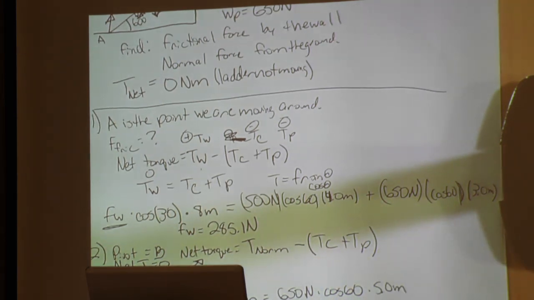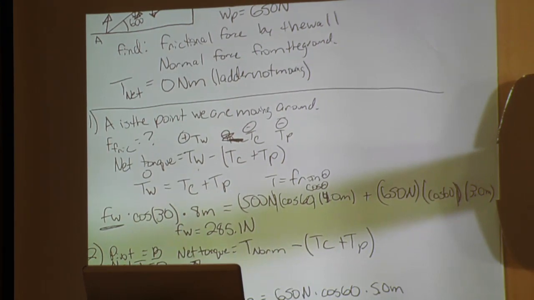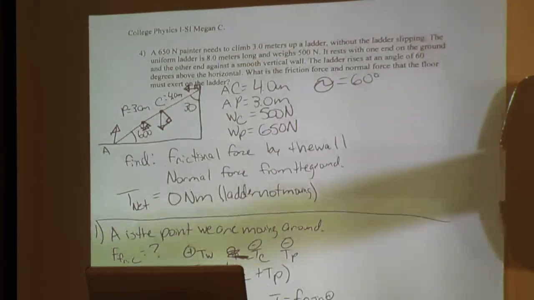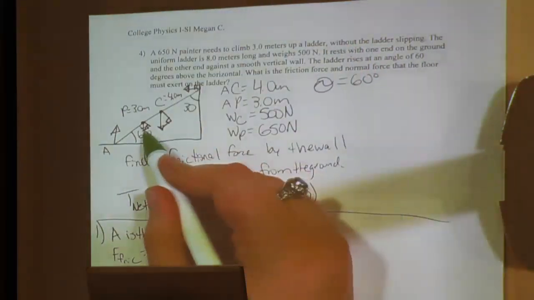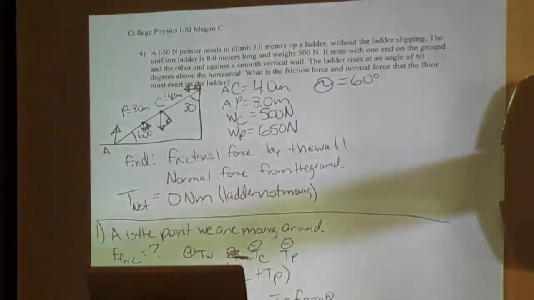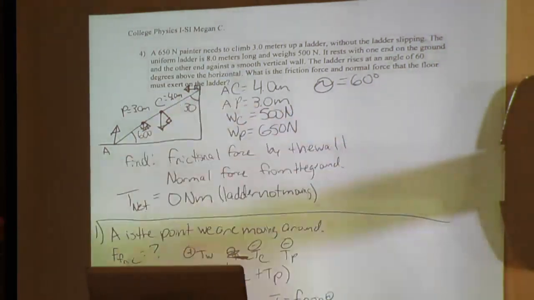Why do we use 5 meters? Let's look back at our picture again. This is the point that's not moving. How far away is the painter from this point? 5 meters. He was 3 meters from the bottom, and the total length of the ladder is 8 meters, which means he's 5 from the top.